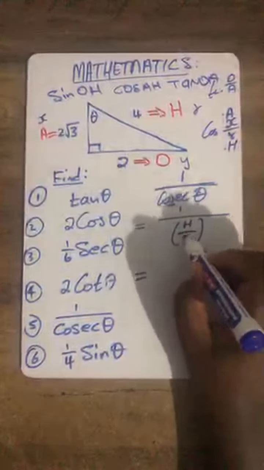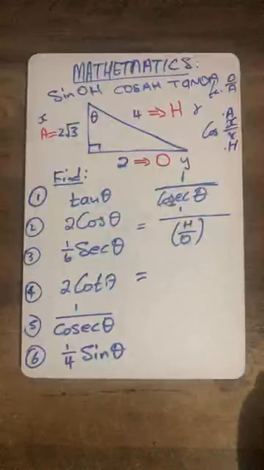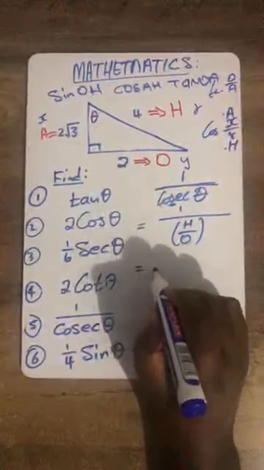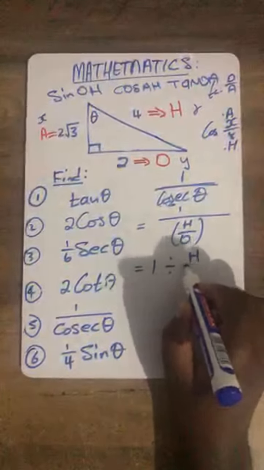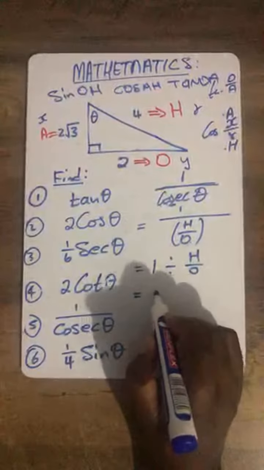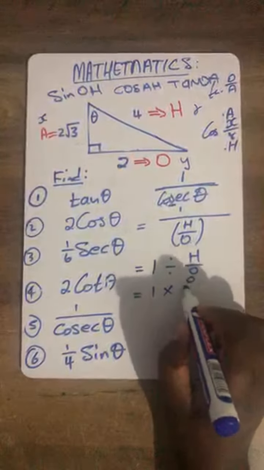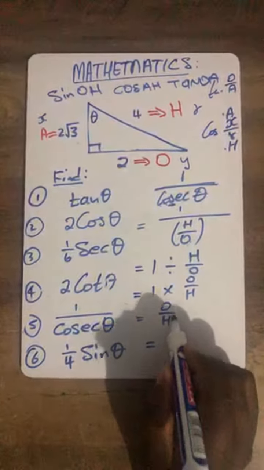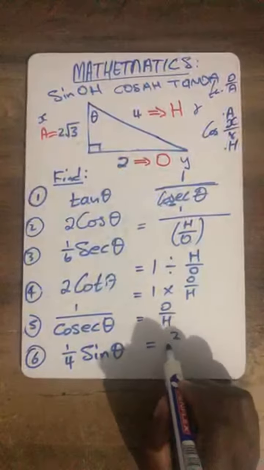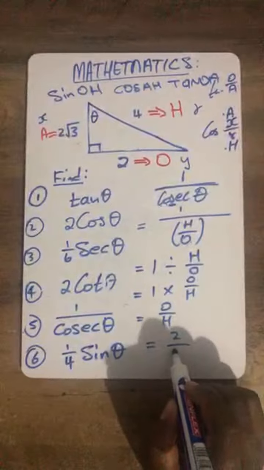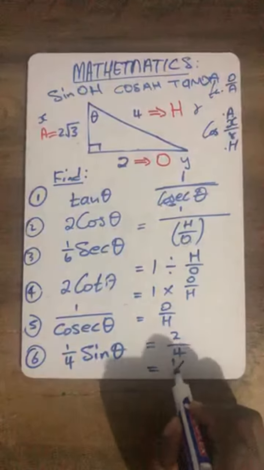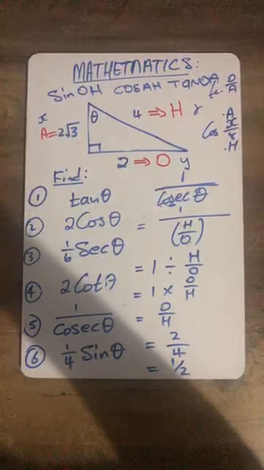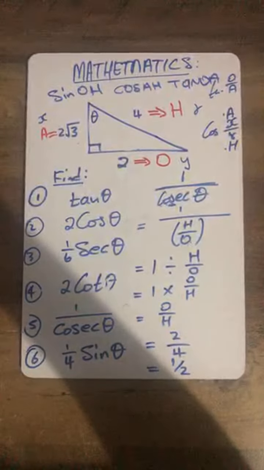You take that one at the top and this one at the bottom. You just need to remember that. Mathematically, you have 1 divided by h over o, which is the same as 1 times o over h. What is your o, being opposite? It is 2. What is your h? It is 4. And then it is 1 over 2. So for those of you who got 1 over 2 for number 5, you got it correct.